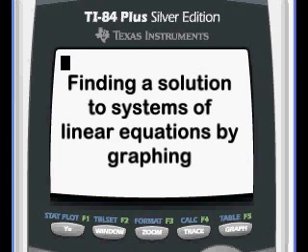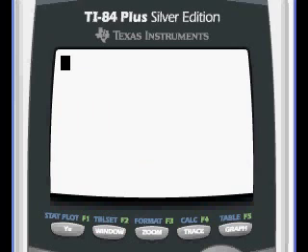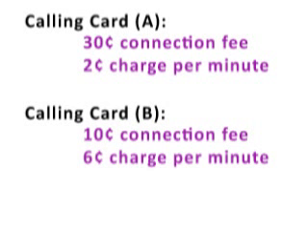In this example, we are going to use the TI-83 Plus and TI-84 Plus to help us find the solution to systems of linear equations by graphing. We'll take the example of some phone cards. A communication company offers a variety of calling card options.